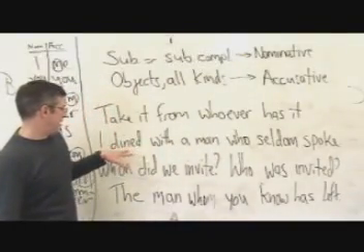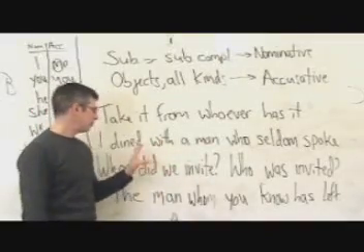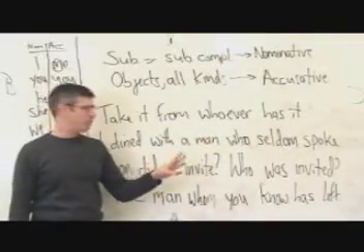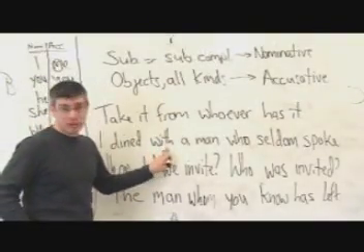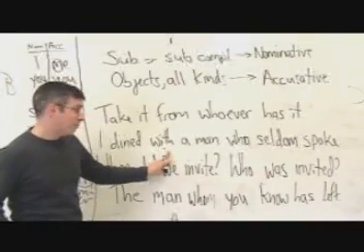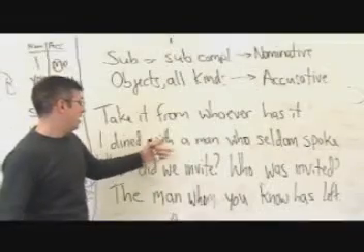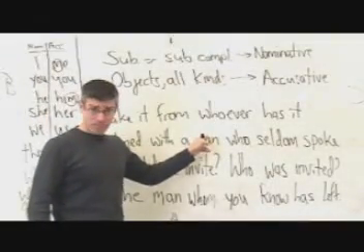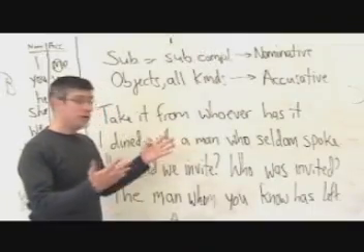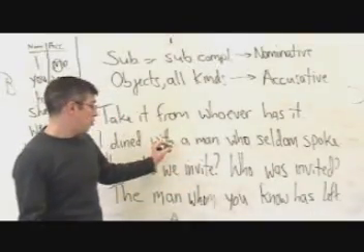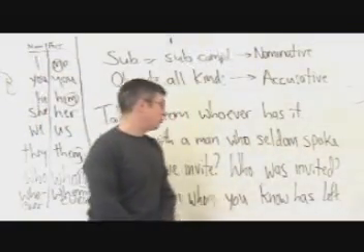Now, let's see. I dined with a man who seldom spoke. I dined with a man who seldom spoke. Now, with is a preposition and is going to be followed by an object. Now, the object of with is man. But man is part of a larger nominal phrase. With who? Or I should say, with whom? With a man who seldom spoke.